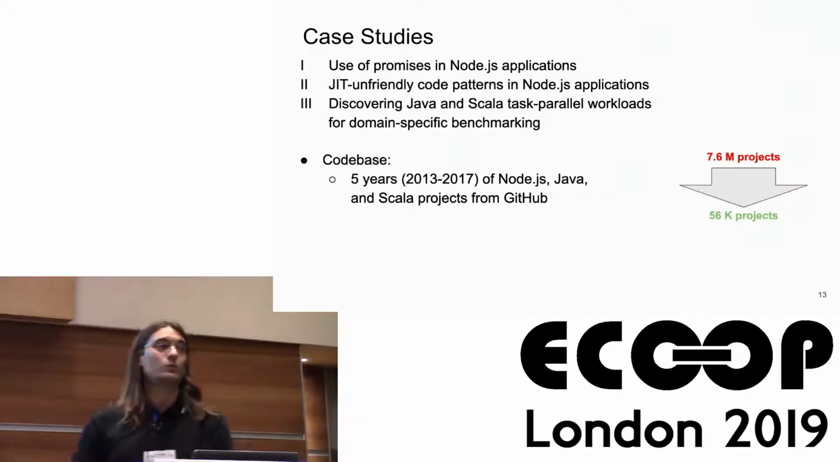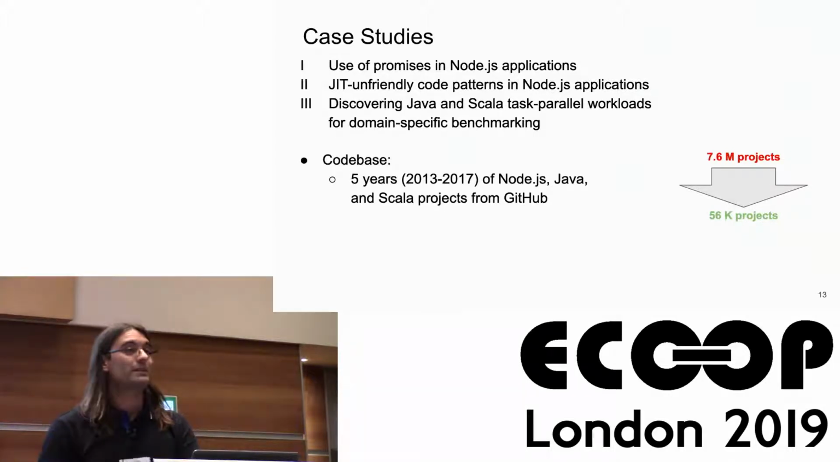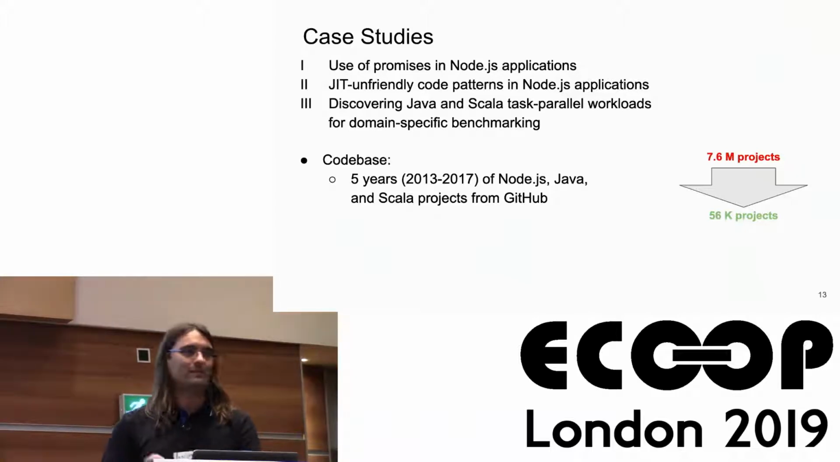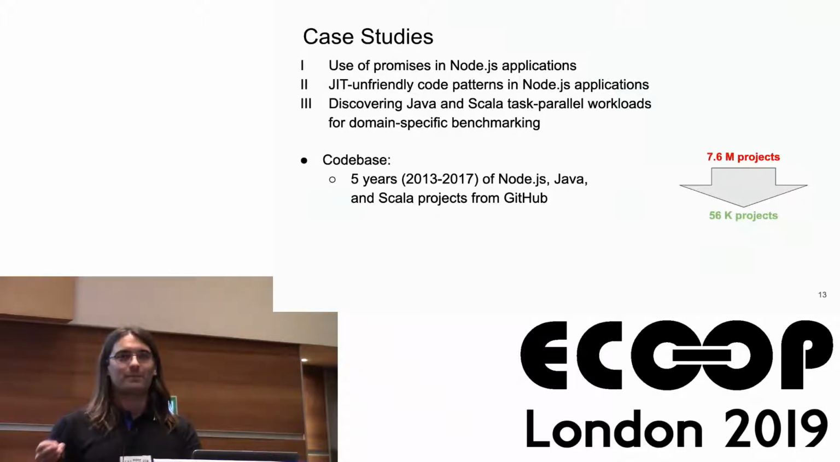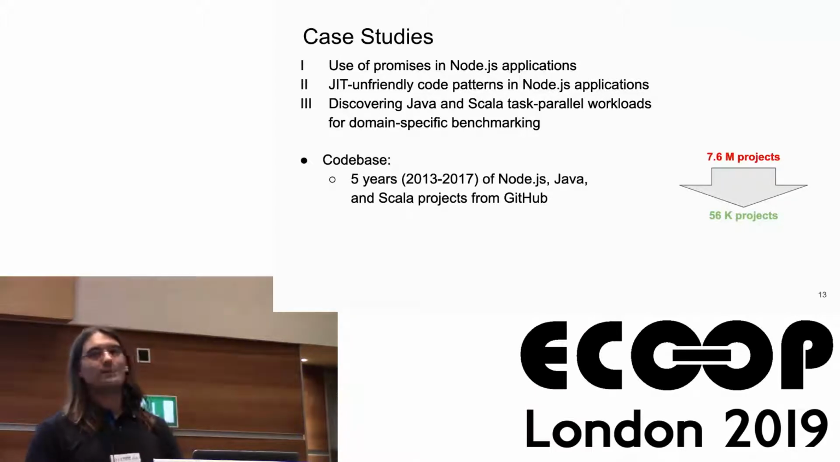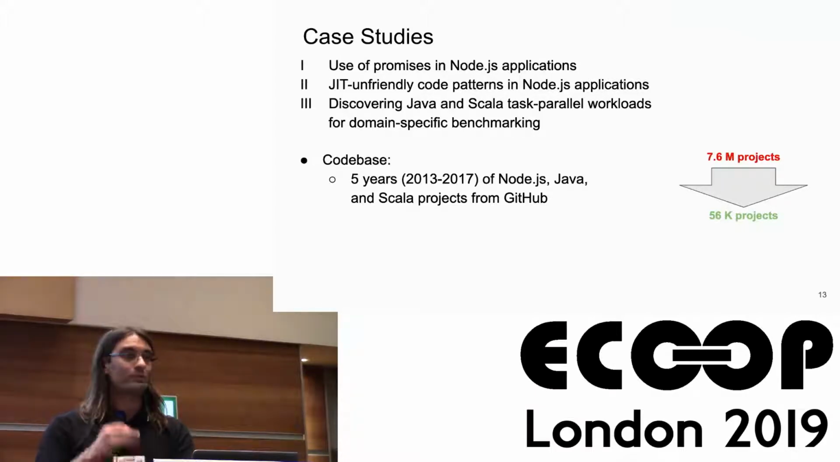In particular, we chose Node.js, Java, and Scala projects whose last commit was between 2013 and 2017. And the total number of projects matching these criteria is around 7.6 million. Then, on these projects, we applied given DPA tools according to the use case. And in total, the number of projects that we were able to successfully analyze with the DPAs is around 56K.